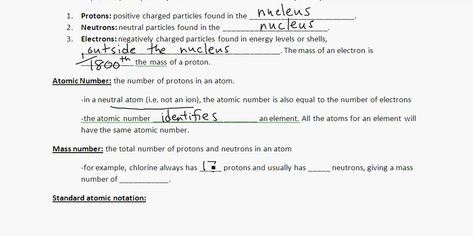Now the number of neutrons can change a little bit. We'll say that chlorine usually has 18 neutrons. And so if you added that up, you'd get a mass number of 35.